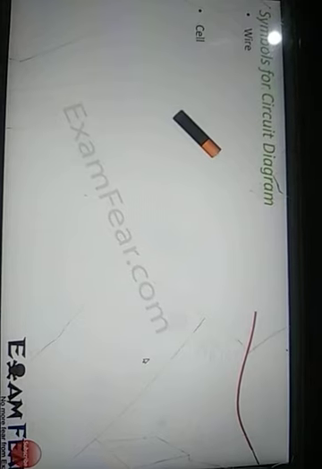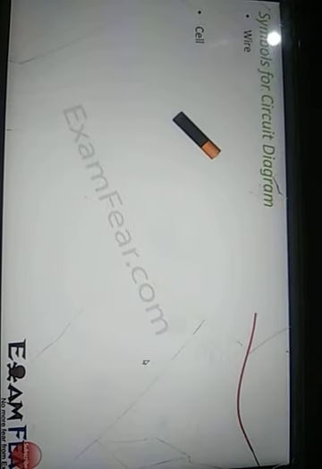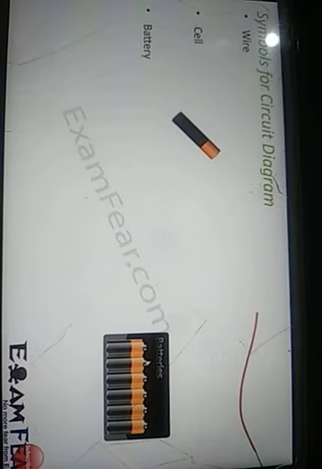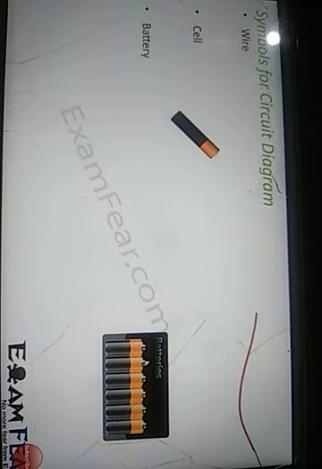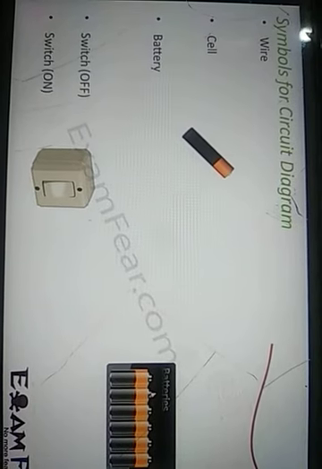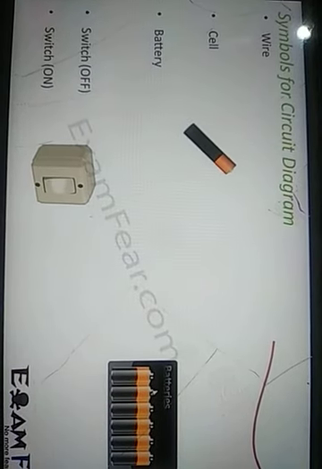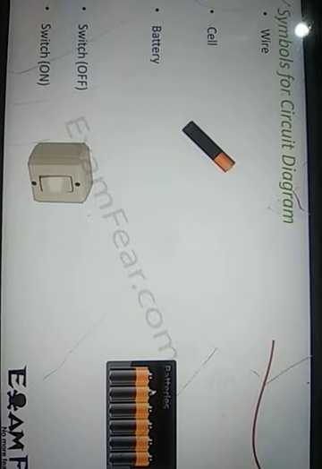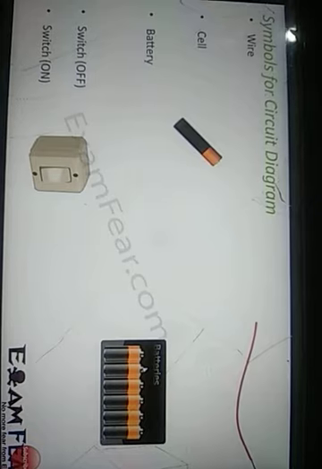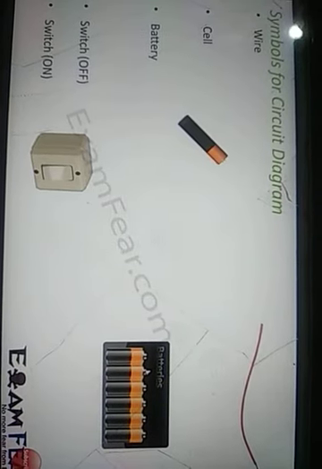Second is the cell, another important thing because it is the source of electricity. It generates electricity. Battery. What is a battery? It is nothing but a combination of cells. Another important thing is the switch, when it is in the off condition and when it is in the on condition. For each of these we have a specific symbol. So let us quickly look at the symbols which are used in a circuit diagram.